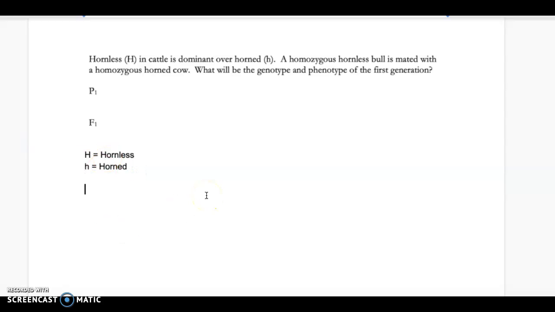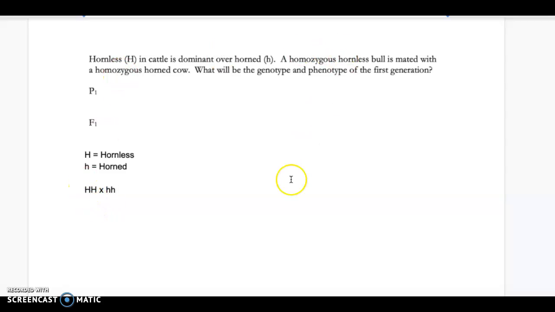All right, now we're going to take a homozygous hornless bull. So take your time, work through it slowly. Homozygous means the same, so they must have two of the same alleles. And it's hornless, so it must have two of these dominant alleles. It must look like that. It's going to be mated with a homozygous horned cow. So homozygous horned cow, the same, and it's horned, so it must have two recessive.